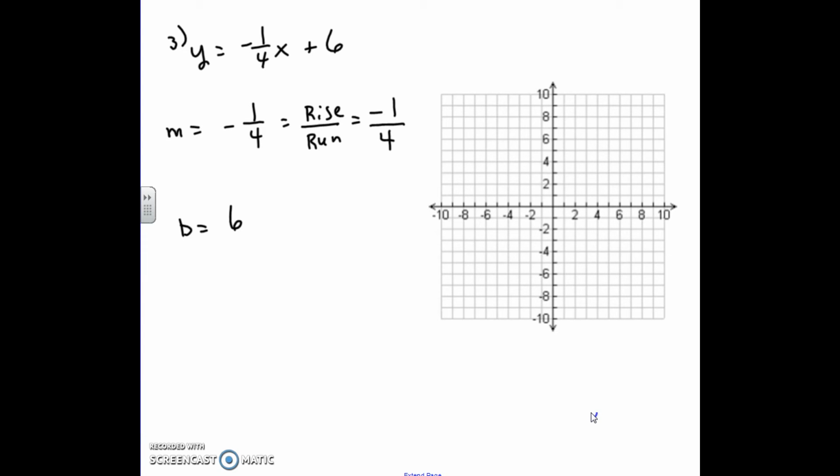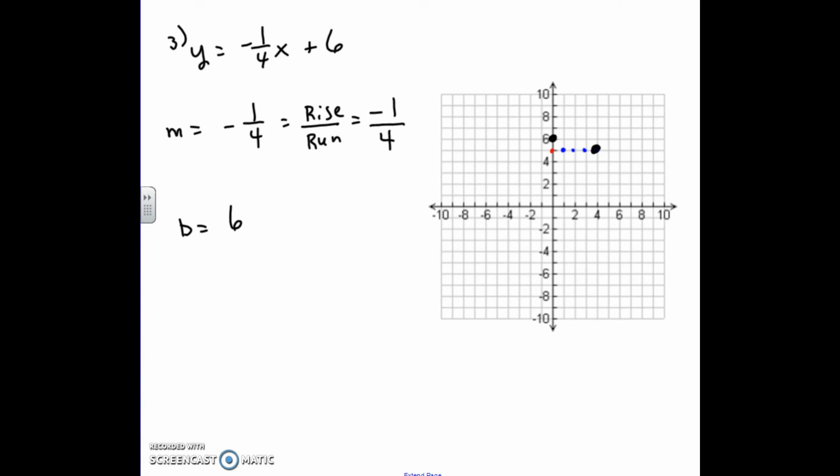Okay, to graph it, we start with 6, our y-intercept, right up here. Then we're going to rise a negative 1. Since it's negative, rise goes down if it's negative. So we'll rise down 1 this time. And then we'll run 4, and it still goes to the right. 1, 2, 3, 4. And that's where our second point comes in.